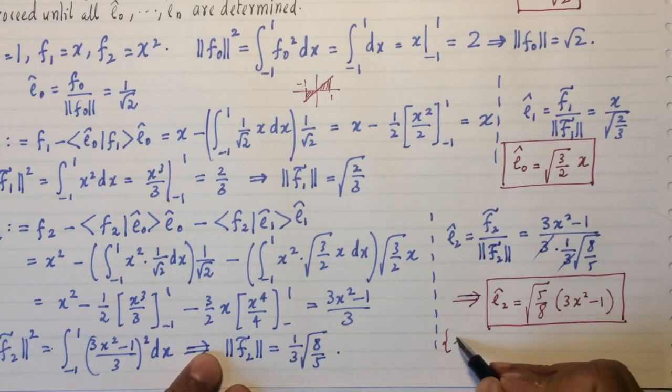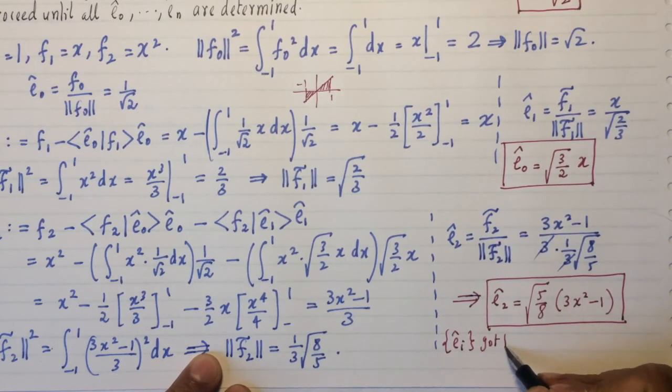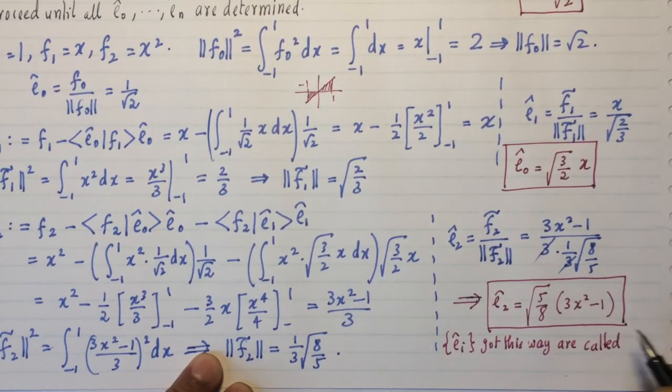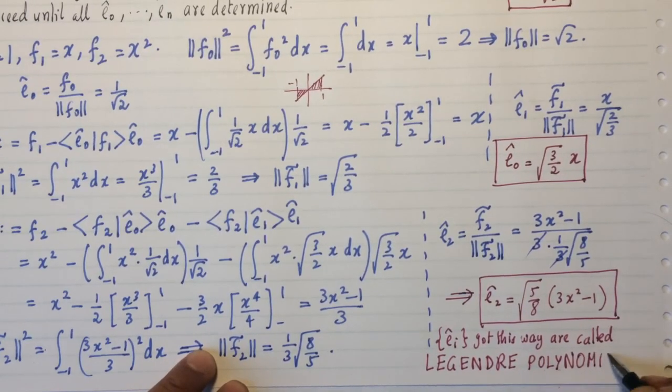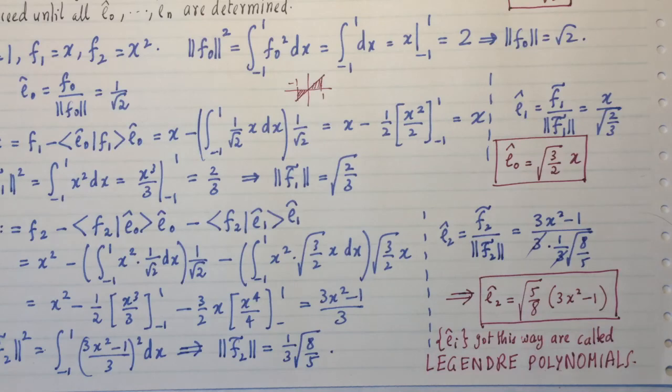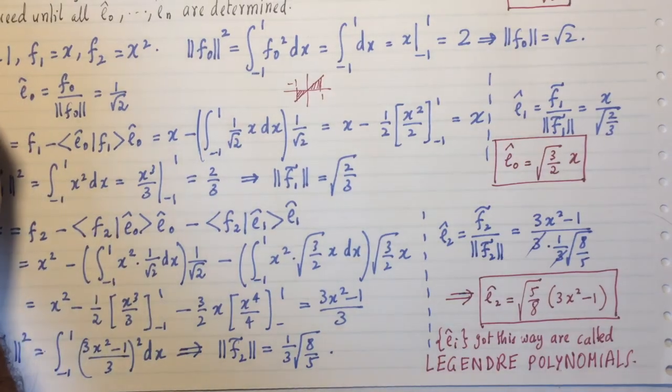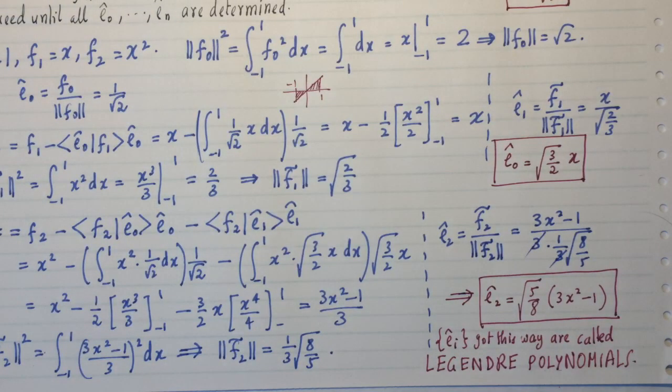So not to intimidate you, but the Ei we got this way are called the Legendre polynomials. Later in the course, we'll find that Legendre polynomials are really important in almost all aspects of science and engineering, and you can expand several problems such as heat conduction problems and Schrodinger equation problems, any kind of diffusion problems, in bases which involve these polynomials.